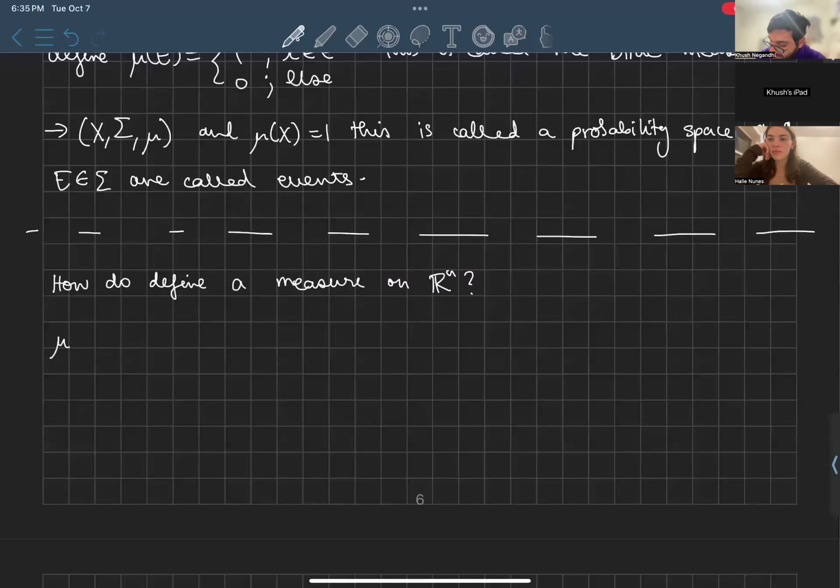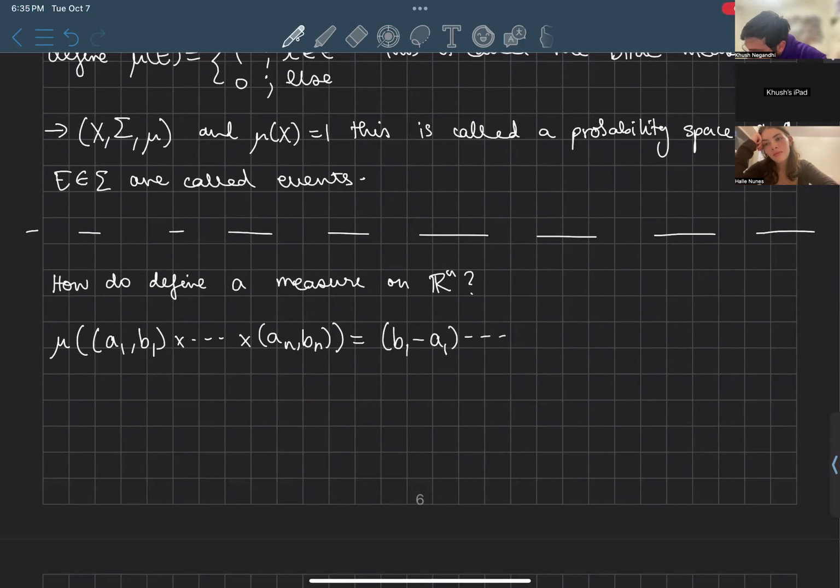So we're gonna define mu of a set of this form, the product of intervals (a1, b1) up to (an, bn). Okay, this is just a cube in space, and I know what the volume of a cube is. It's just the product of the lengths. So this is (b1 minus a1) all the way up to (bn minus an). Okay. Very simple so far. I'll call these open boxes because they're open sets and they're boxes.